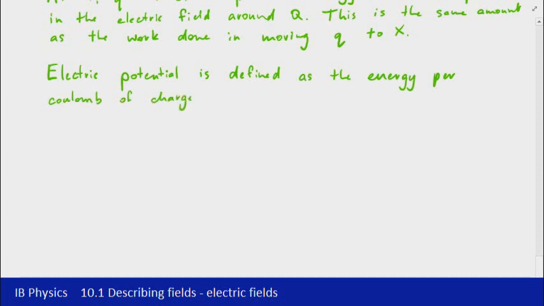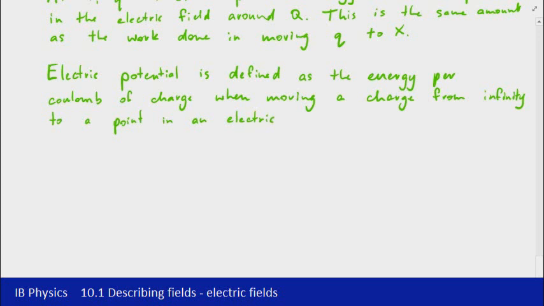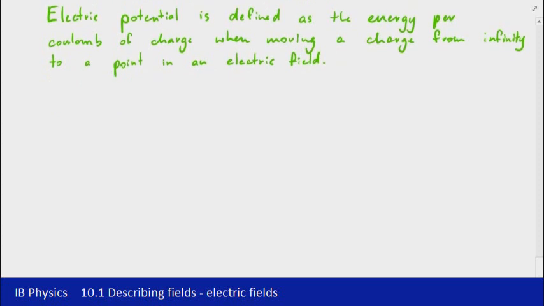when moving a charge from infinity to some point in a field. So we're not so much worried about exactly how much charge there is, we're worried about the amount of energy per coulomb of charge. And we can write that in equation form as V equals W on Q.